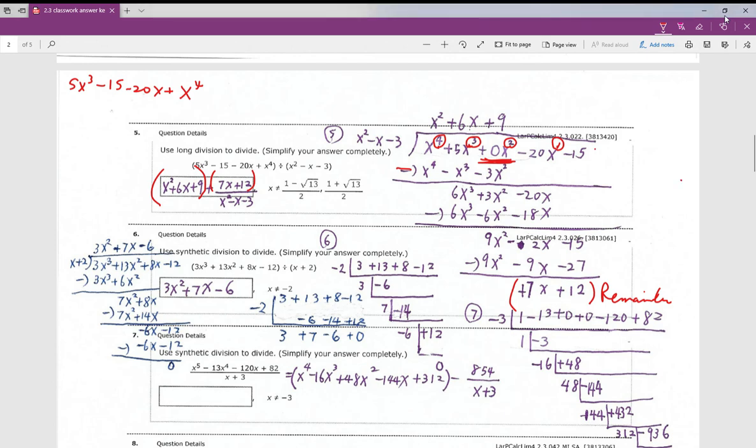Okay, and then this division means you have a denominator, x squared take away x minus 3. After you divide, your quotient is x squared plus 6x plus 9, and the plus 7x plus 12, divided by the same divisor. Now, I want to show you something very important, okay? This divisor.